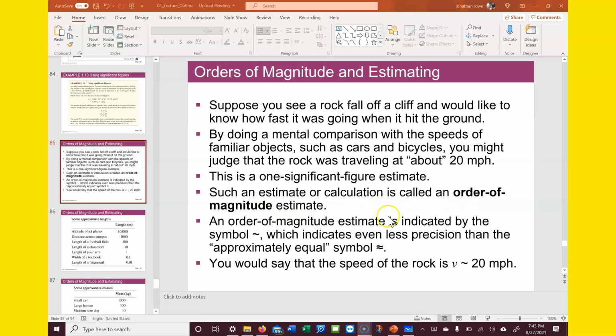An order of magnitude estimate is indicated by the symbol, which I think is a tilde, which indicates even less precision than approximately equal, which is the double tilde here. So this double one is approximately equal to, where this is just an order of magnitude. This is somewhere in the ballpark of this. Alright, you would say that the speed of the rock, V, is somewhere around 20 miles per hour.